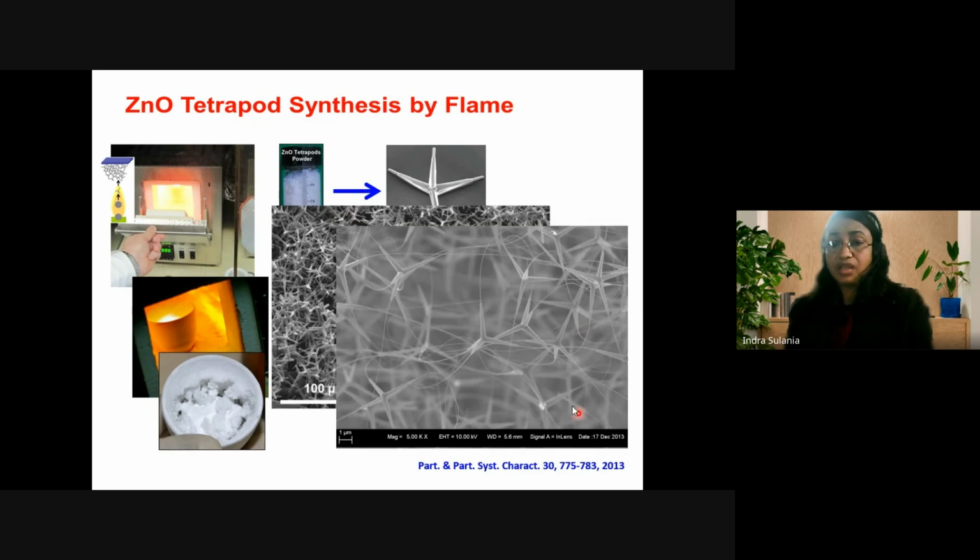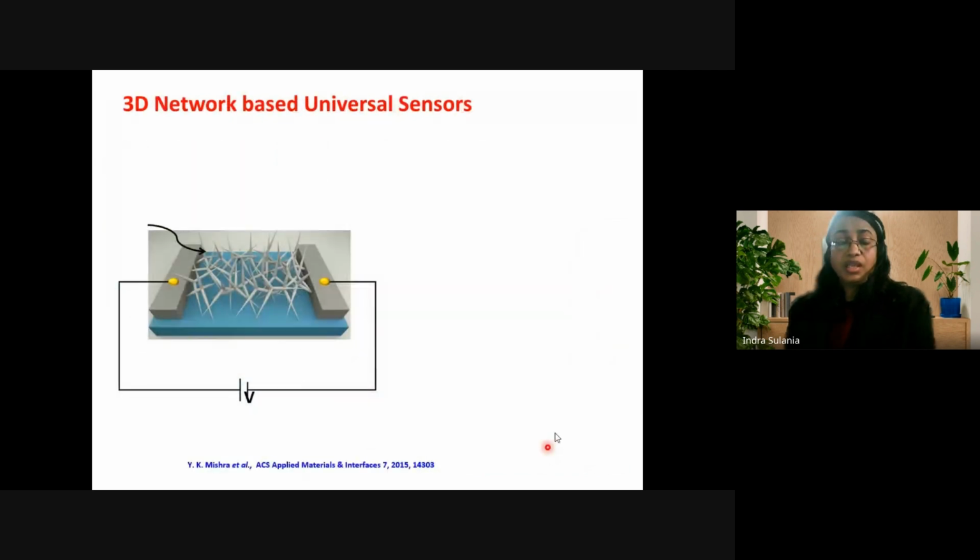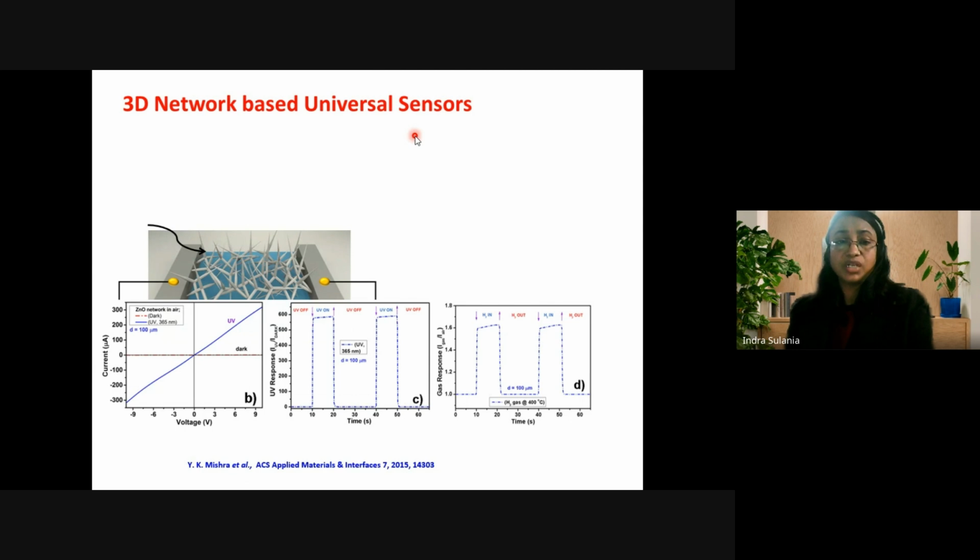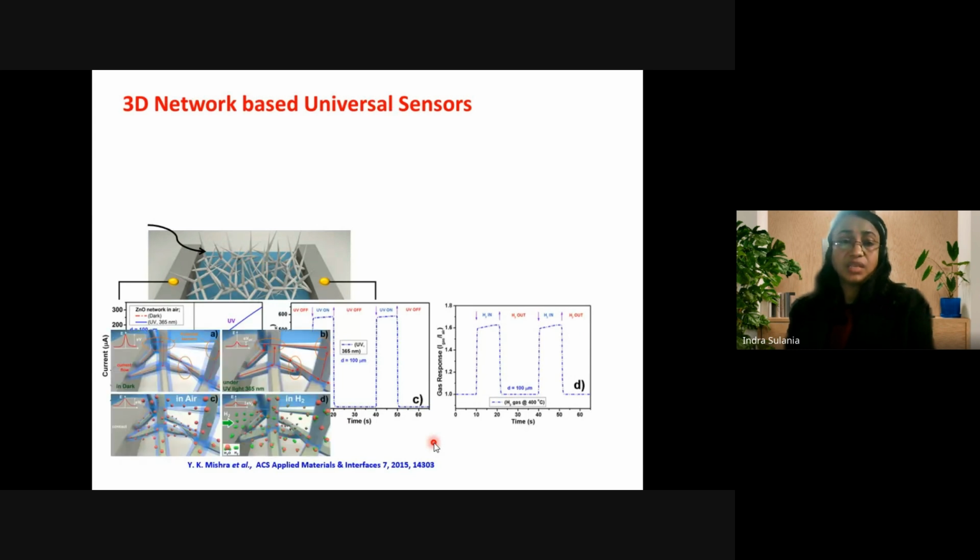This is a more magnified image of these tetrapods. You can make a contact of these two electrodes if you form it on a particular electrode, and you can do the sensing measurements over it. When you are increasing the UV light exposure, the signal goes up, and when you are removing the UV, it goes down. So this application shows that it is UV sensitive, and that can be used for sensing applications.